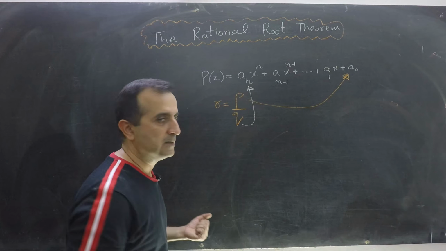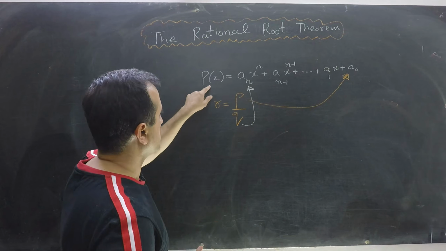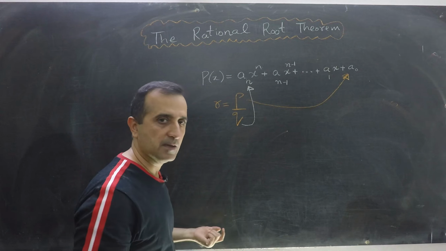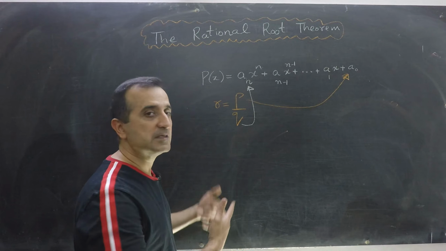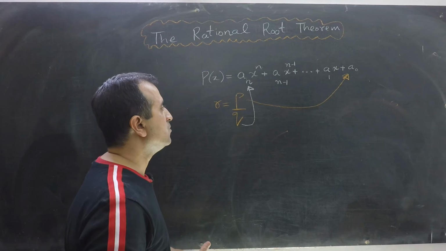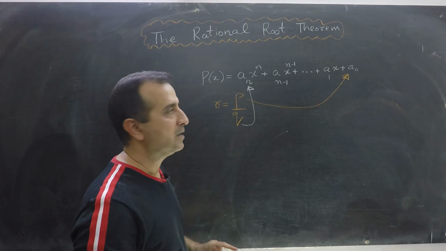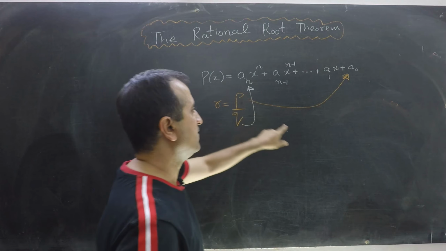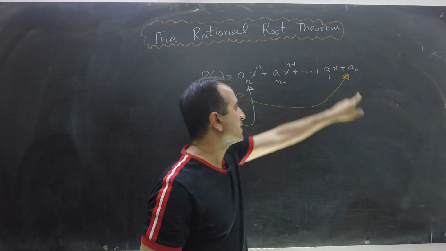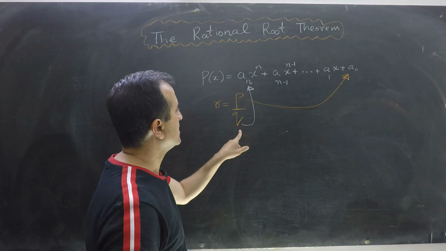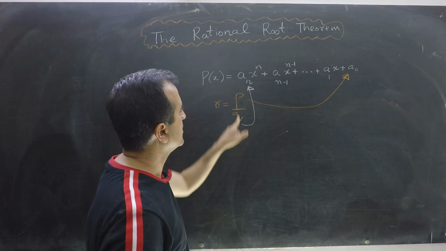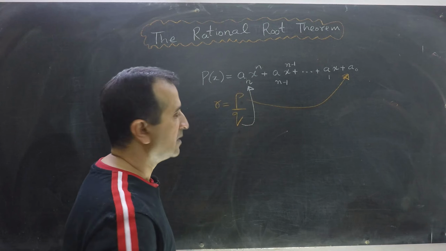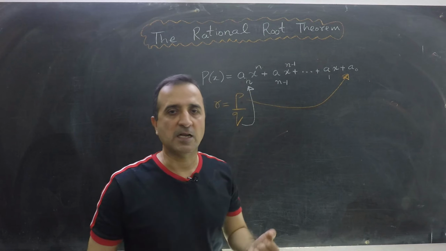It's possible that this polynomial has no roots, but the rational root theorem is saying that if a root exists, then that root must follow this rule: the numerator must be a factor of the constant term, whereas the denominator is a factor of the leading term coefficient. Let's do an example to make this crystal clear.